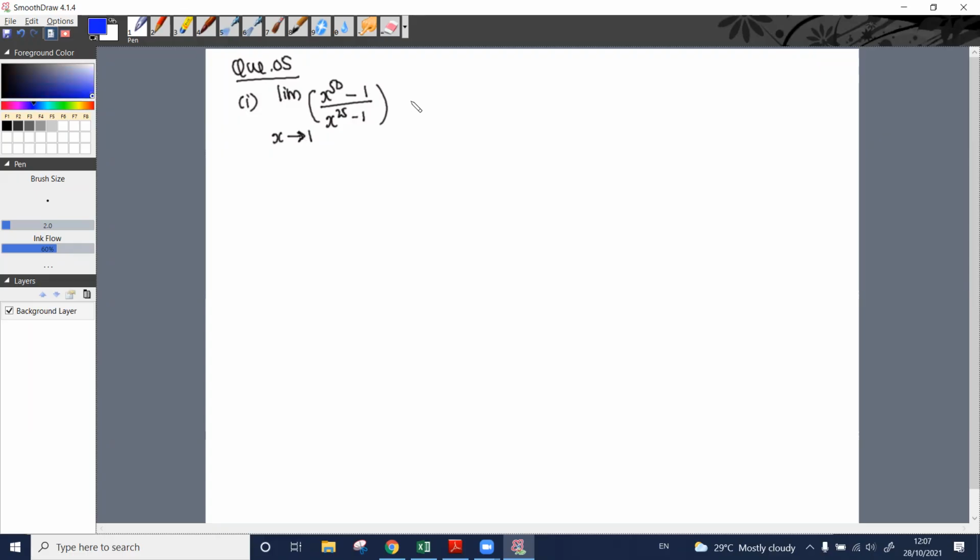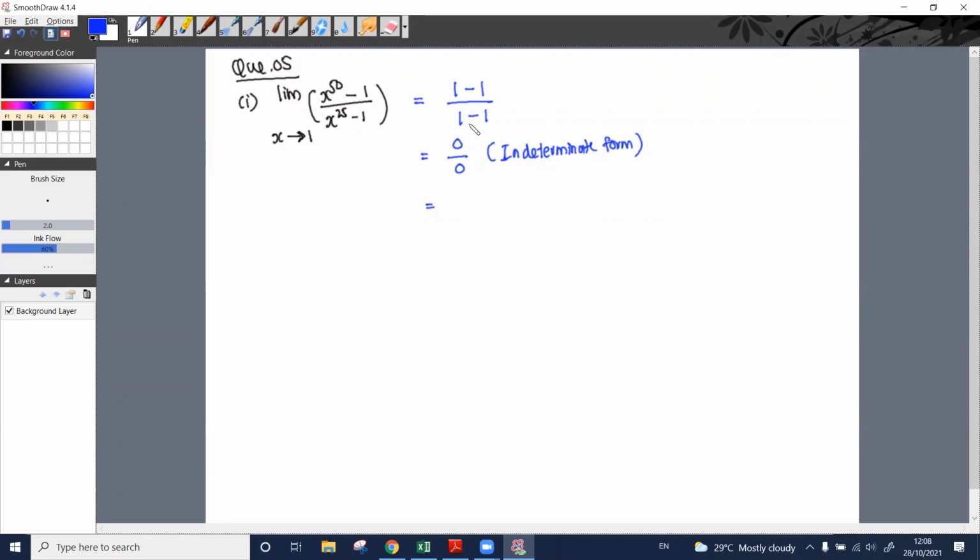Right? If we substitute 1 instead of x, what will we get? 1 minus 1 divided by 1 minus 1. We will get the answer as 0 over 0. It means it is in indeterminate form. So then what do we need to do? We need to use our knowledge of factorization to simplify this.